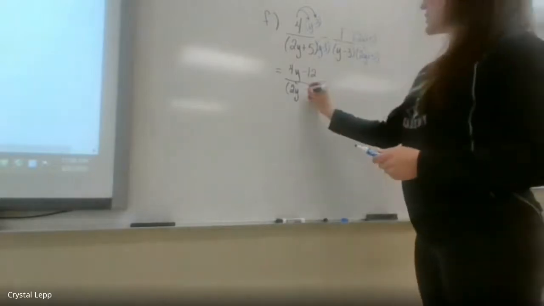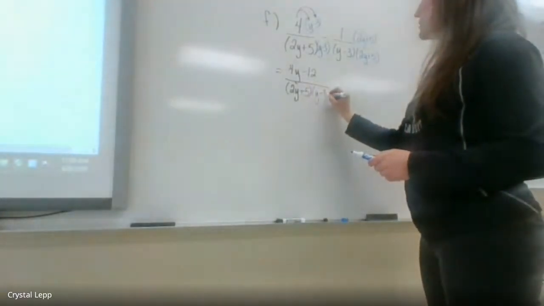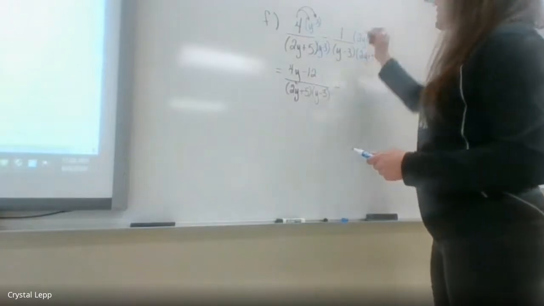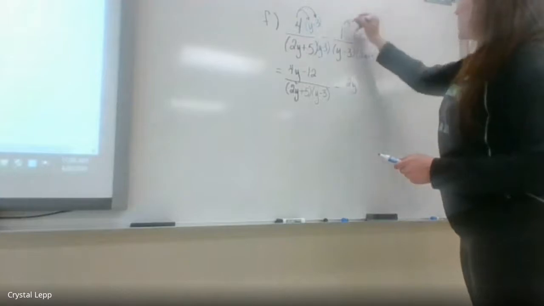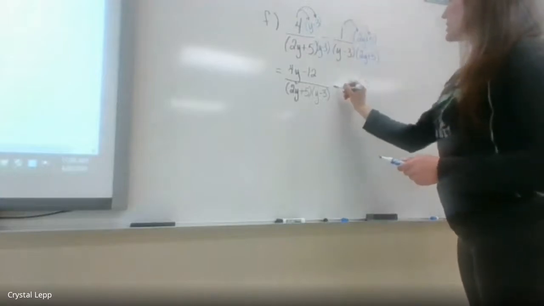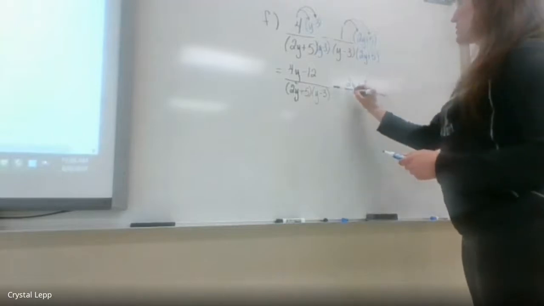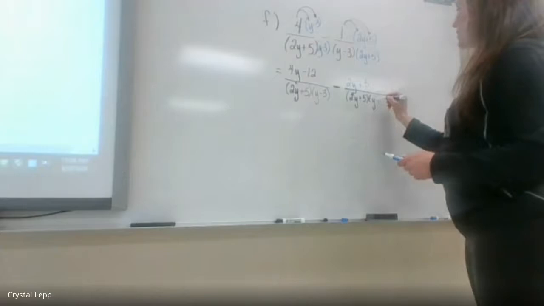Okay, so we get 2y plus 5, and then y minus 3, minus, distribute a 1 through. 1 times 2y is 2y, and then 1 times 5 is 5. Remember I told you that minus sign just sits there. I don't deal with it till the next step. And then I get 2y plus 5, y minus 3. And I do not distribute those.